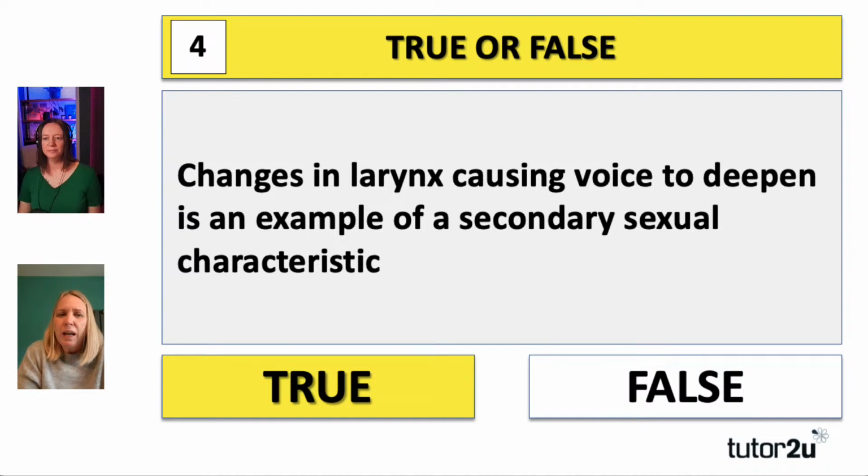What about this one? Changes in larynx causing a voice to deepen is an example of a secondary sexual characteristic. Is that true or false? What do you think? We're on a bit of a roll here with Molly and Lucinda and someone. I'm intrigued to know what someone's called. But yeah, tell us, what about this one? Changes in larynx causing a voice to deepen is an example of a secondary sexual characteristic. What would you say? We've got a new person, Macy, saying true. Welcome, Macy. Thank you, Macy. And Eden and Molly and someone all saying true as well.